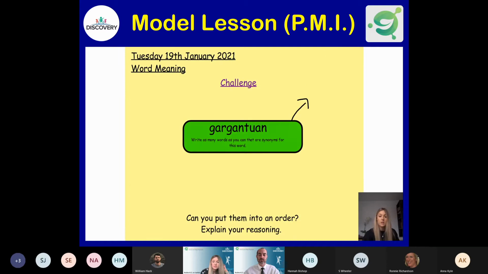And then the challenge. Here you've got, for the challenge, you've got the word gargantuan in the middle. And can you write down as many words as you can that are synonyms, so words that mean the same, for the word gargantuan? And then you've got an extra challenge on top of that. Can you put those words into an order? So any order, and can you explain why you've put them in that order?